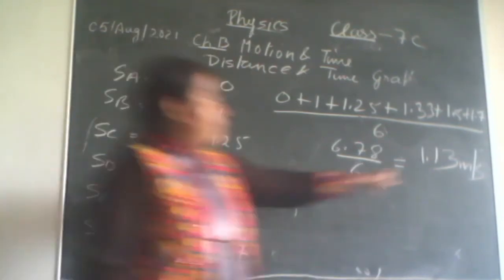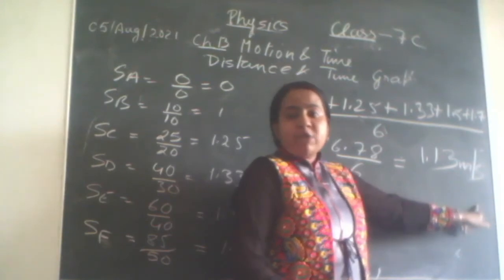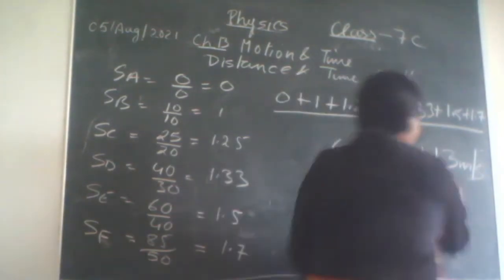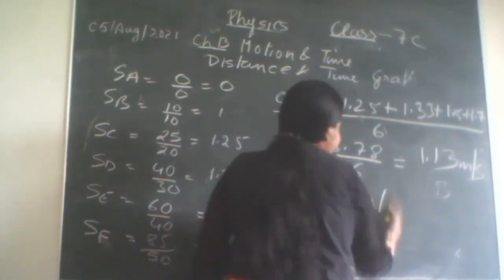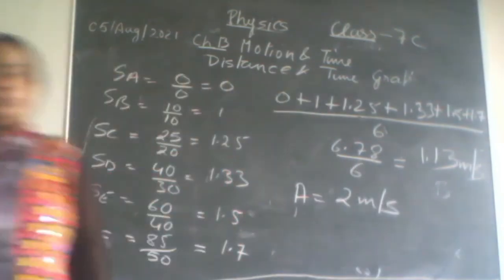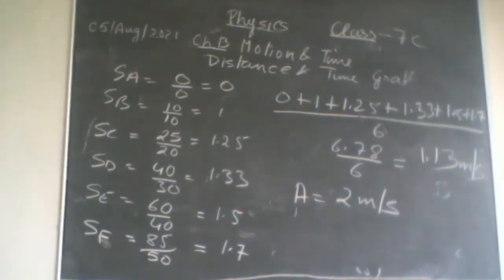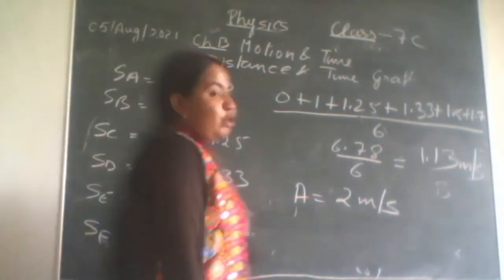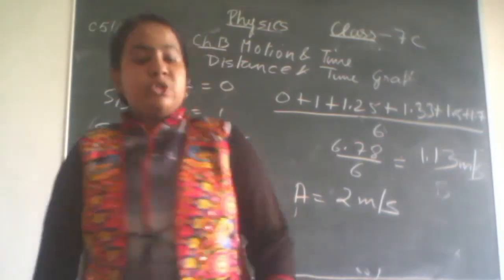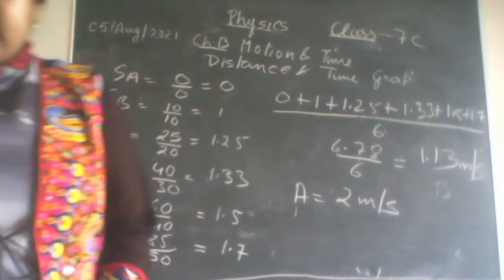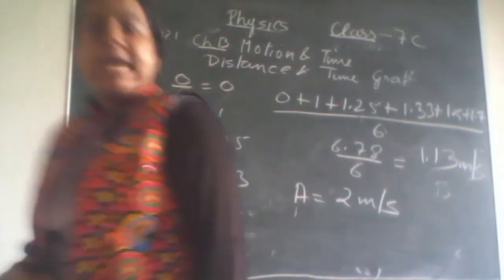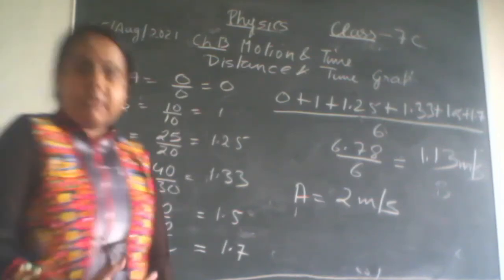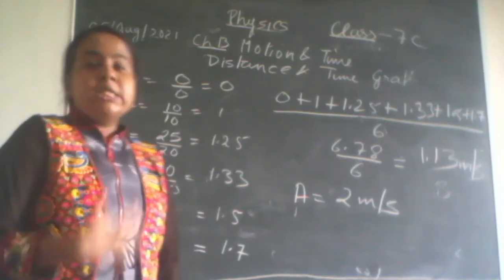So, 1.13 meters per second was the speed of body B, and if you remember, the speed of body A was 2 meters per second. So, which body was faster? Body A. That means this distance time graph can compare more than one body. These two, three bodies on the same graph can be calculated. Speed? Yes or no?